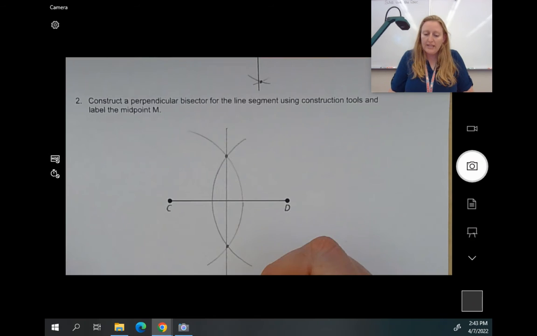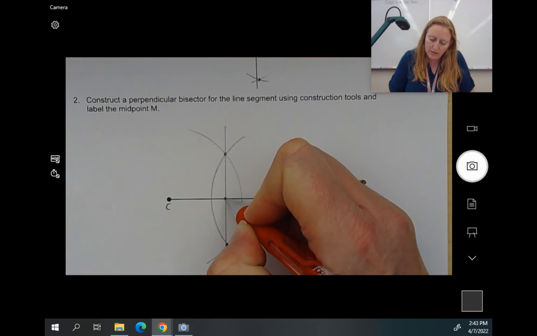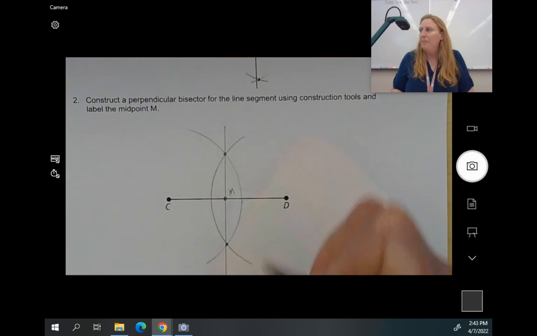Go right through. It does say to label my midpoint M. Oh, this is the midpoint. There it is, right there. And we'll call that M.